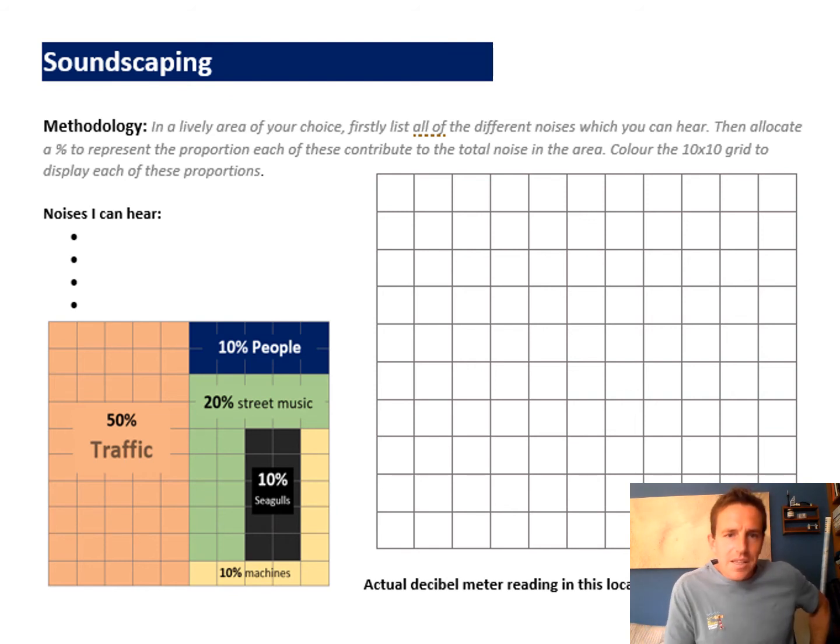So you can see in this little example that we've got here on the left hand side that 50% of the noise in this location this person considered to be made up from traffic, 10% from people talking, then street music, seagulls, and also machines somewhere in the background too. So they've presented that on what's called a tree map, which is a little bit similar, I suppose, to a pie chart. It's just a different shape. The grid has got 100 squares in it representing the percentage that you're allocating to the contribution of each of these different sounds. That is a very nice visual way of presenting the noises in different areas.